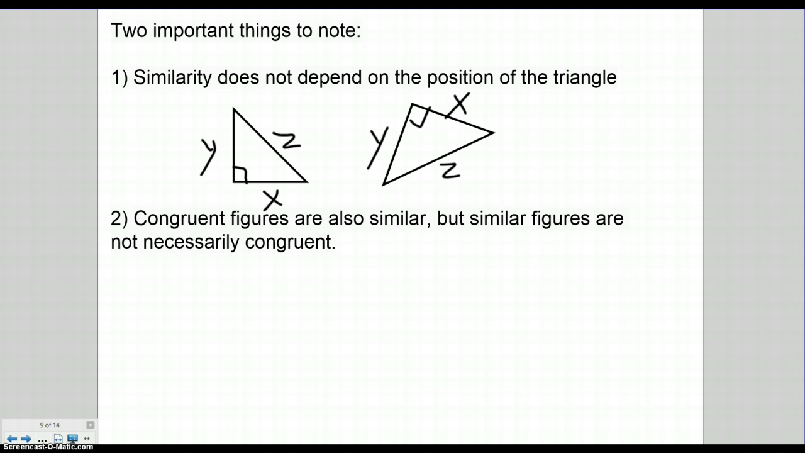But if the two triangles have 3 pairs of congruent angles, but the sides are not congruent, it's still a similar figure, but it's not a congruent figure because it is not the exact same size. So congruent figures are the exact same size and shape, everything's the same. Similar figures are the exact same shape, but not necessarily the exact same size.